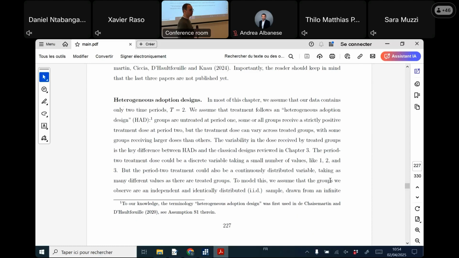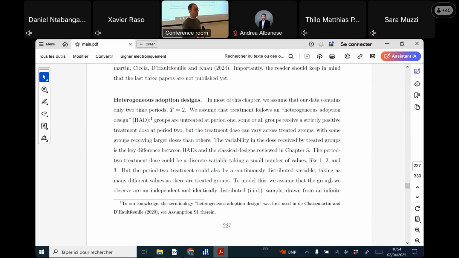And so the period 2 dose of treatment could be a discrete variable that takes a small number of values. You could have some units that get 1 dose, others that get 2, and others that get 3 doses, and that's it. Or it could be potentially a continuously distributed variable, where each treated group receives its own unique treatment dose that nobody else in the population receives.